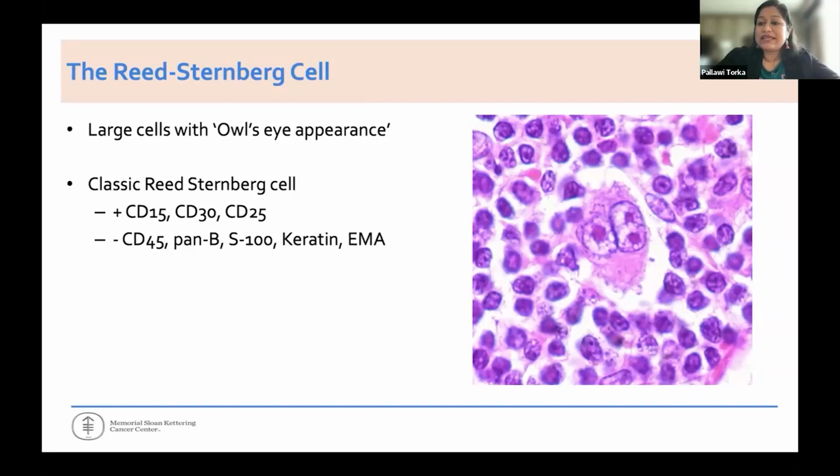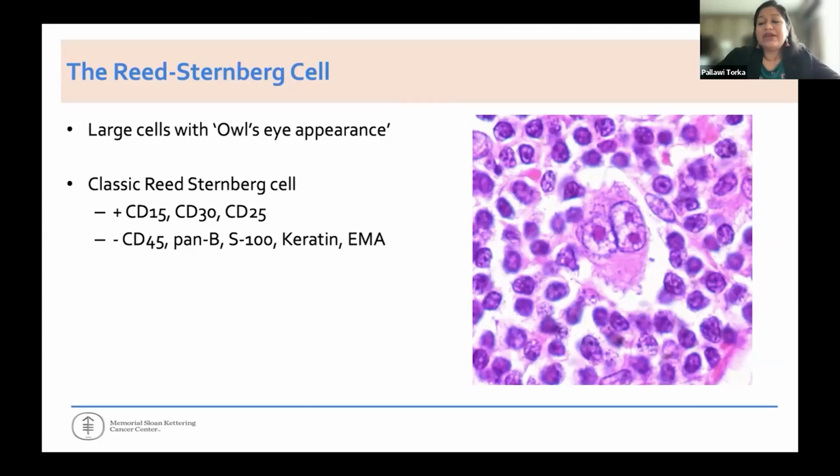The one thing I always tell my trainees is that while most lymphomas can be diagnosed on core biopsies, for Hodgkin lymphoma, this is one of those where we have to listen to the pathologist, and the more tissue you can get, the better, because the Reed-Sternberg cells can be anywhere between 0.1 to 10% of the whole inflammatory infiltrate.